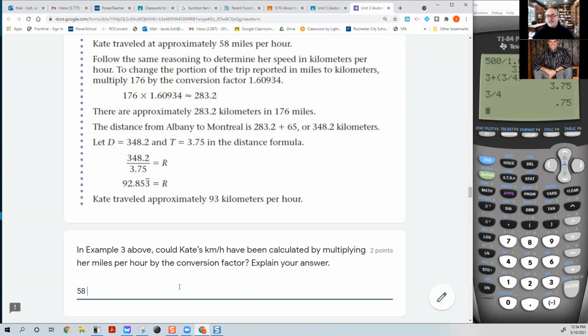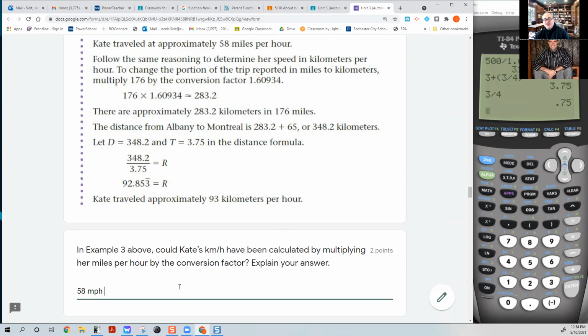So if I know that she's going approximately 58 miles per hour, could I use the conversion factor to change this to kilometers per hour? And I could, couldn't I? If I know what 58 miles was in kilometers, then that number of kilometers would be the speed traveled per hour.